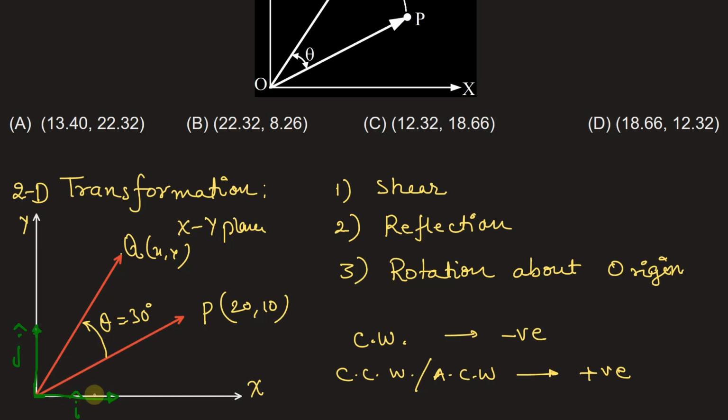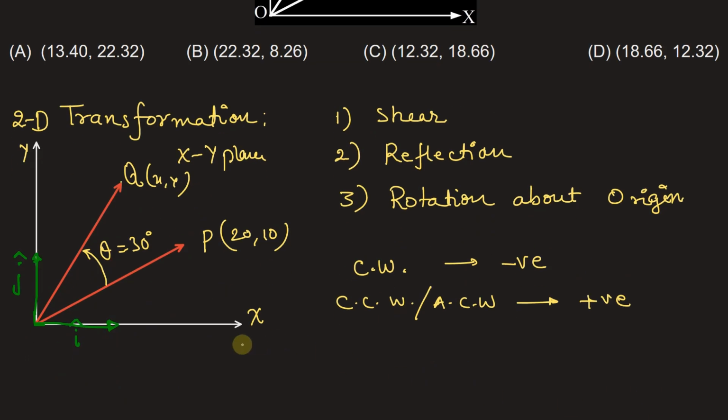So if we can trace where i hat and j hat land, then it can give us the transformation matrix. Suppose T is the transformation matrix. To get point Q, you can multiply P with the transformation matrix, in this case let's say the rotational matrix R. If you can find where i hat and j hat land, we can find the rotational matrix.